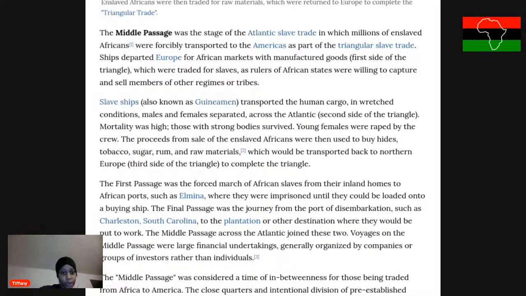Slave ships transported the human cargo in wretched conditions, males and females separated, across the Atlantic, second side of the triangle. Mortality was high. Those with strong bodies survived. Young females were raped by the crew. The proceeds from sales of the enslaved Africans were then used to buy hides, tobacco, sugar, rum, and raw materials, which would be transported back to northern Europe, third side of the triangle, to complete the triangle. Okay.